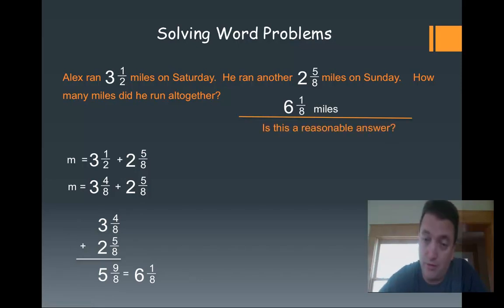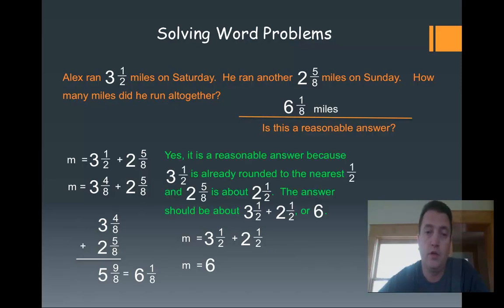So does my answer make sense? Is this reasonable? Well, this is where I'm going to convert that 2 5/8 to 2.5. So 3.5 plus 2.5 equals 6, because 2 plus 3 is 5, and a half plus half is a whole, so that gives me 6. So here's my explanation. Yes, it is a reasonable answer because 3.5 is already rounded to the nearest half, and 2 5/8 is about 2.5. The answer should be about 3.5 plus 2.5 or 6.